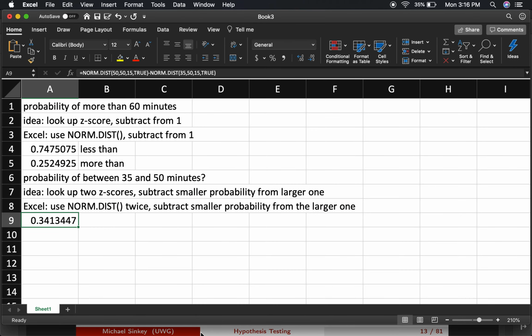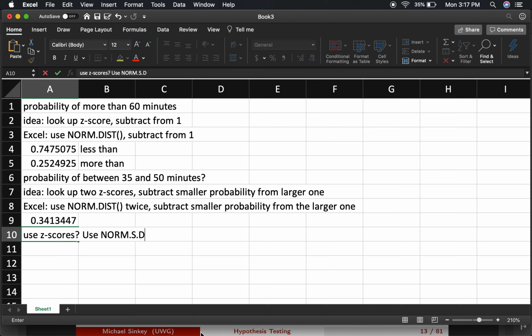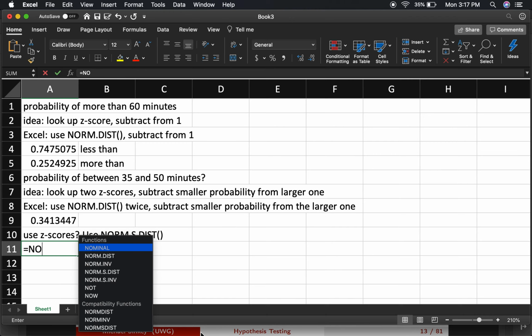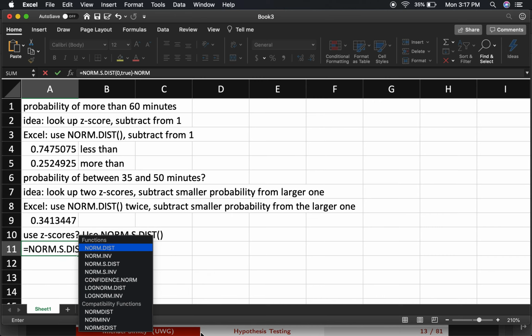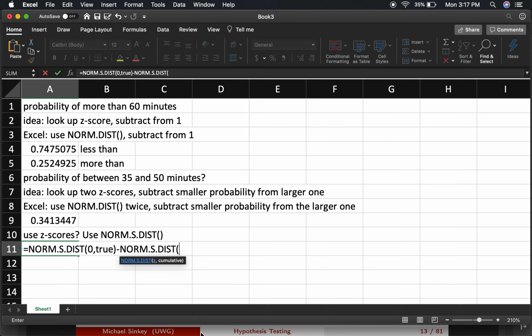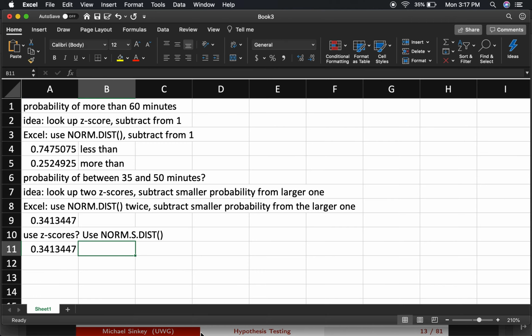What if I wanted to use the z-scores on their own? We can use norm.s.dist. Let's say I use norm.s.dist in the previous problem. I have a z of 0, and I subtract a z of minus 1. Same thing.